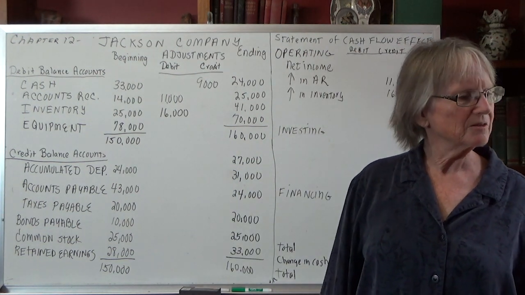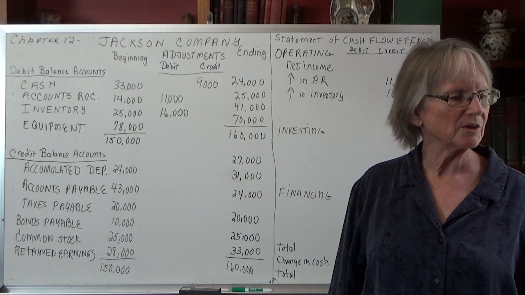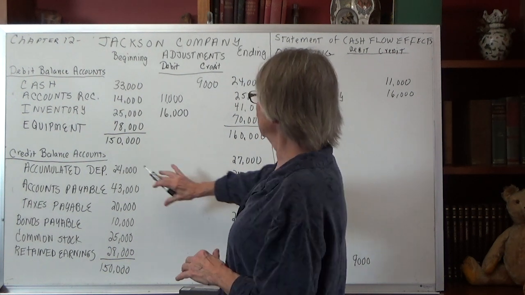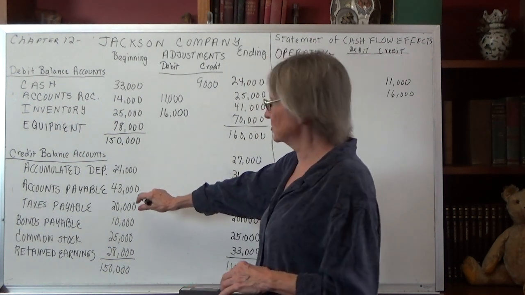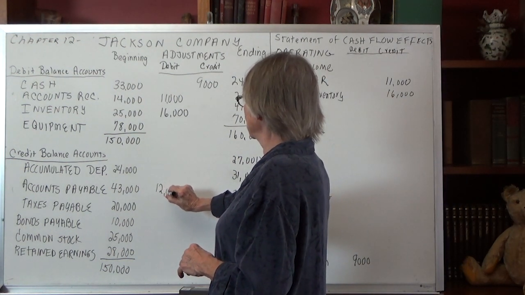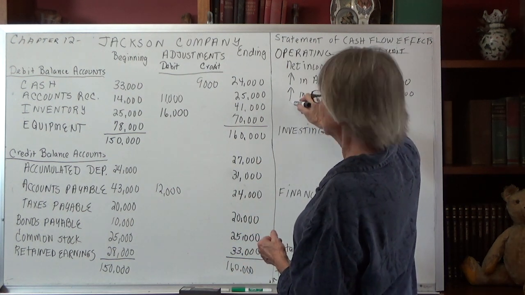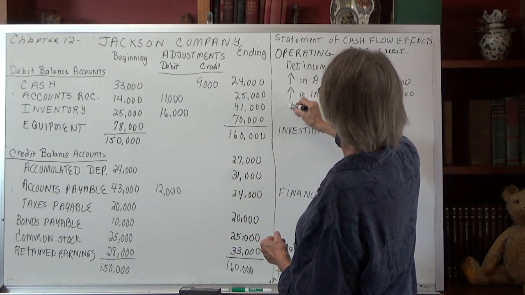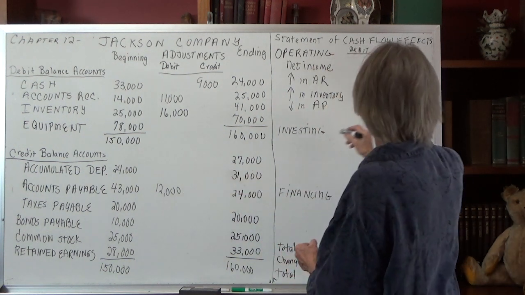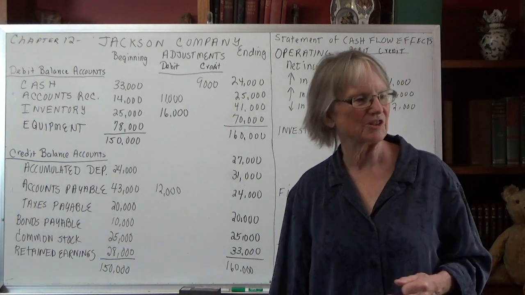Let's see, the next item, equipment is long-term, so I'm going to skip that for the moment and go down to accounts payable. Accounts payable went from 43 to 31. These are your credit balance accounts. So this change would be explained by a $12,000 debit, because 43 minus 12 is 31. Accounts payable, also a current account. We had a decrease in accounts payable. It's a debit here, so it's going to be a credit on the lower part of the worksheet.